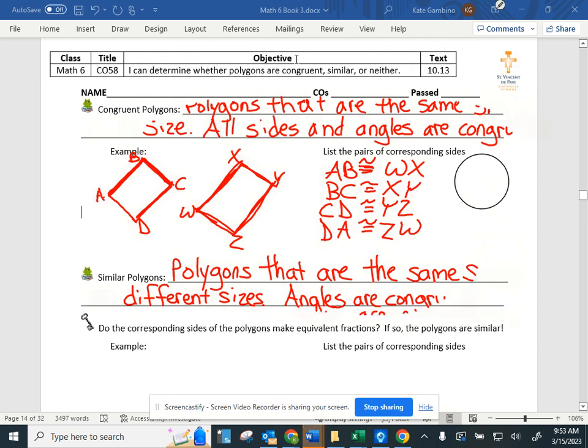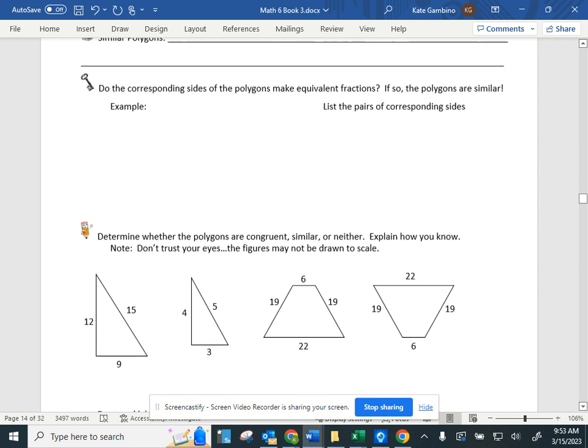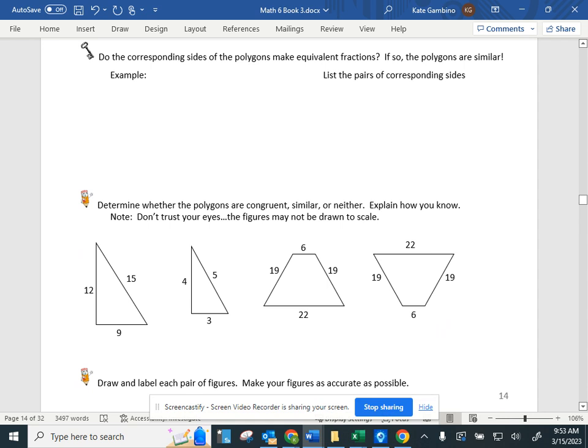So let's see examples of what similar polygons look like. Okay, it says, do the corresponding sides of the polygons make equivalent fractions? If so, the polygons are similar. That means it's proportionate, and we've done proportions already. It was a while ago, but we have to remember how we did those proportions.